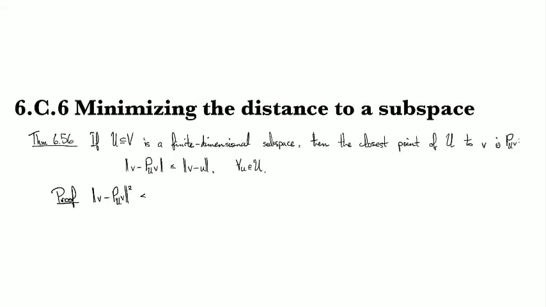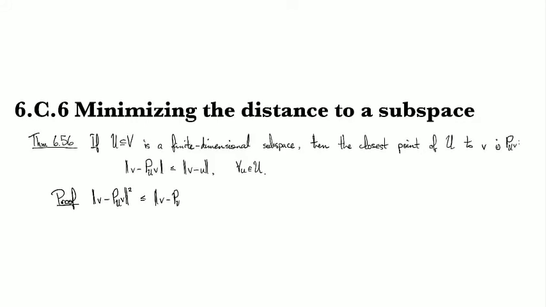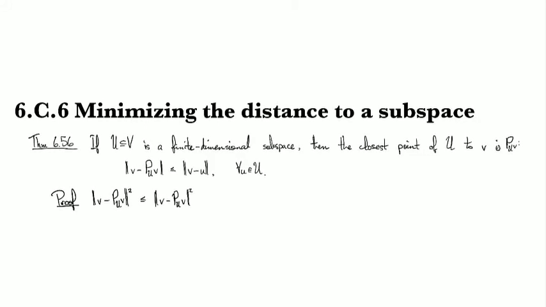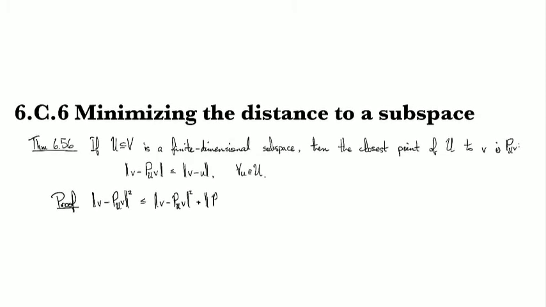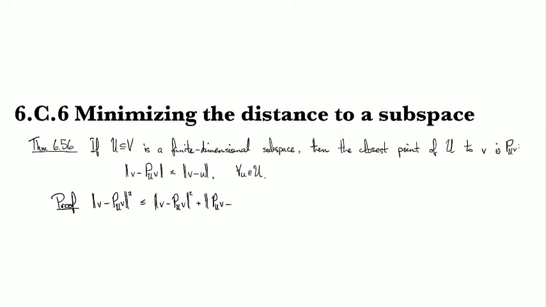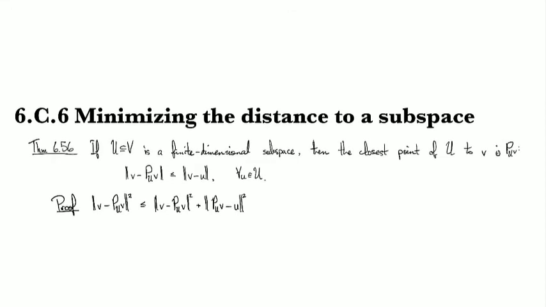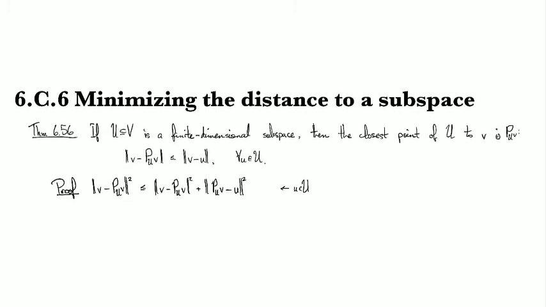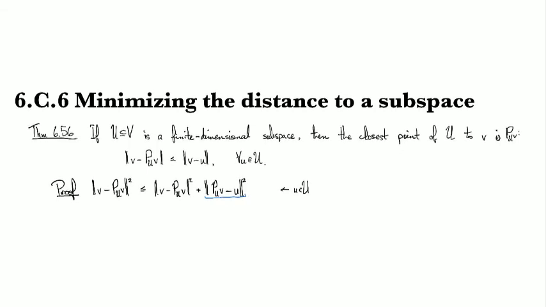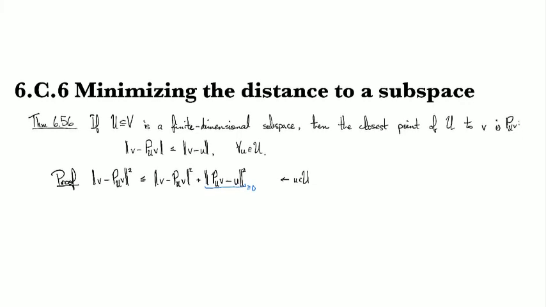So first thing is we just add something which is non-negative. So there's the same thing that we just had, but now I'm also going to add on the norm squared of PUV minus U. And what's U? U is just any other vector in U. The key point being that since this term right here is greater than or equal to 0, the inequality is definitely going to be true.